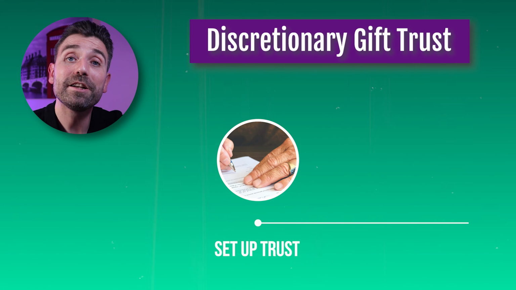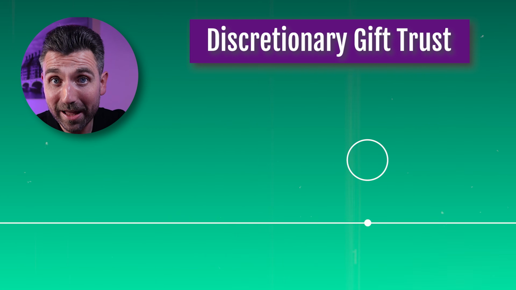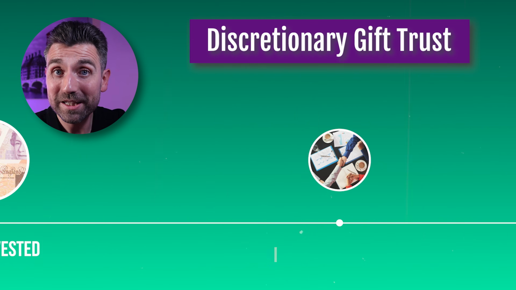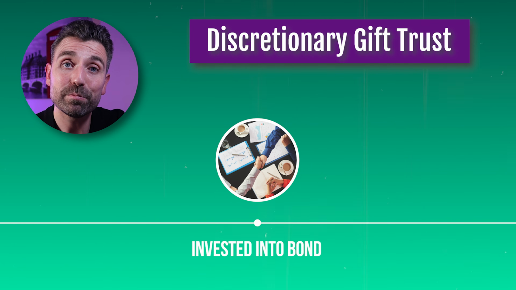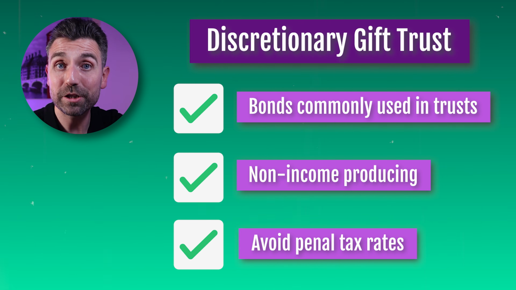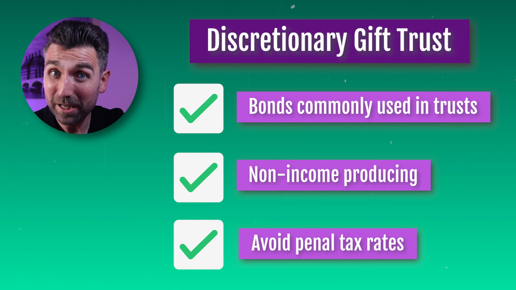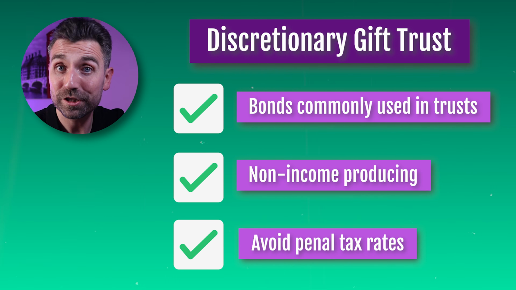He could set up a discretionary trust. So he decides to settle £200,000 into the trust, which is then invested into an investment bond. Investment bonds are the vehicle most commonly used in trust planning because they're non-income producing, so they avoid the penal tax charges on trust income. They're not to be confused with the bonds you'll find in your investment funds though, such as gilts and corporate bonds. They're a different type of thing.